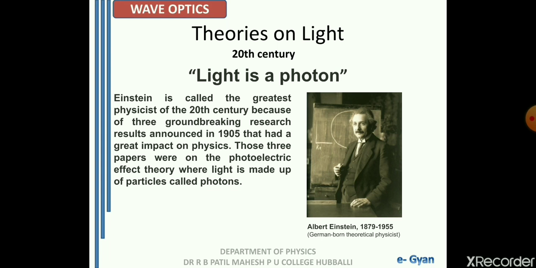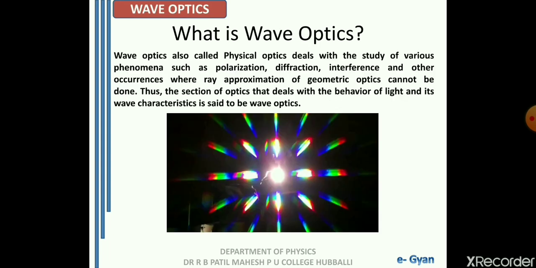Now after all these theories, the question comes, what is wave optics? Wave optics, which is also called physical optics, deals with the study of various phenomena such as polarization, diffraction, interference and other occurrences where the ray approximation of geometric optics cannot be done. Thus, the section of optics that deals with the behavior of light and its wave characteristics is said to be wave optics. The next question comes, why wave optics?